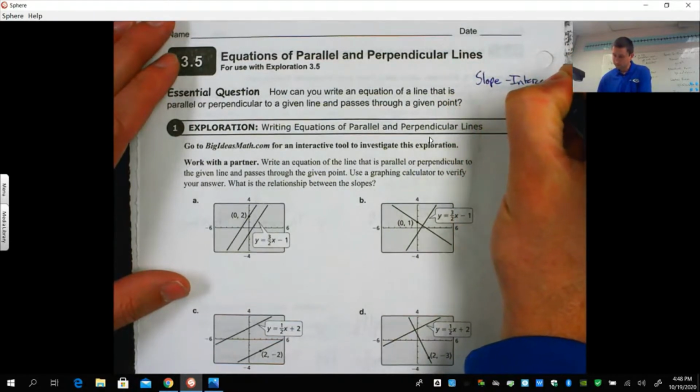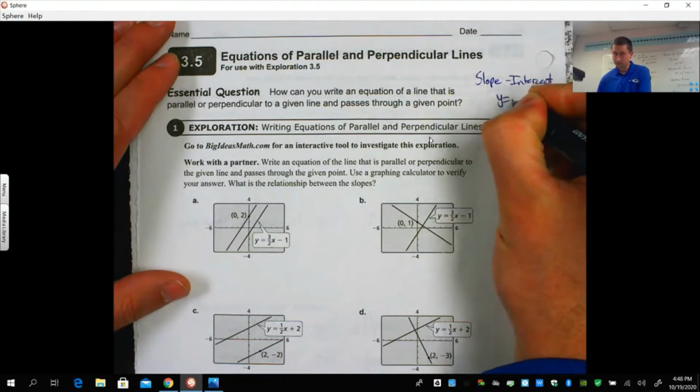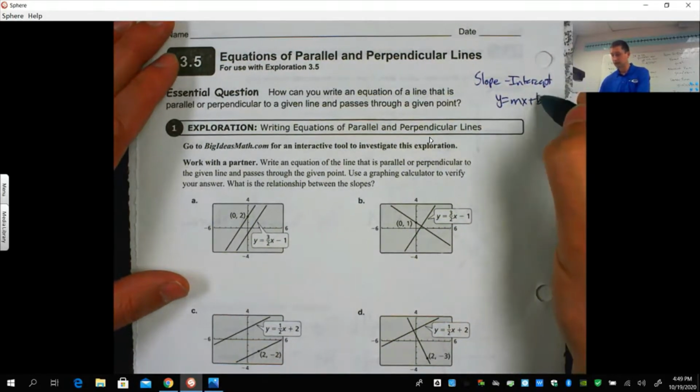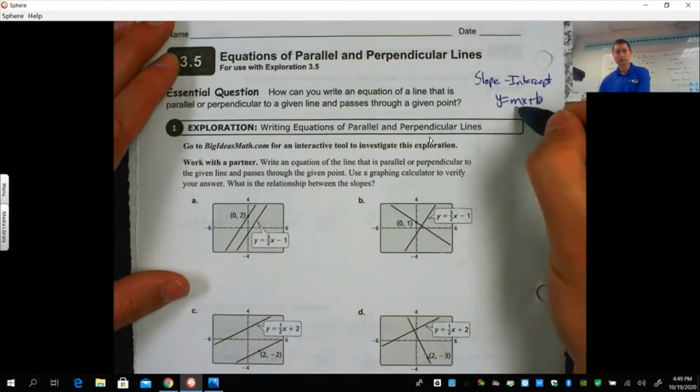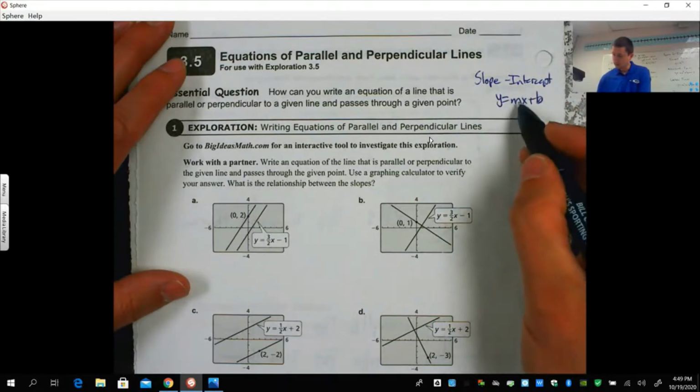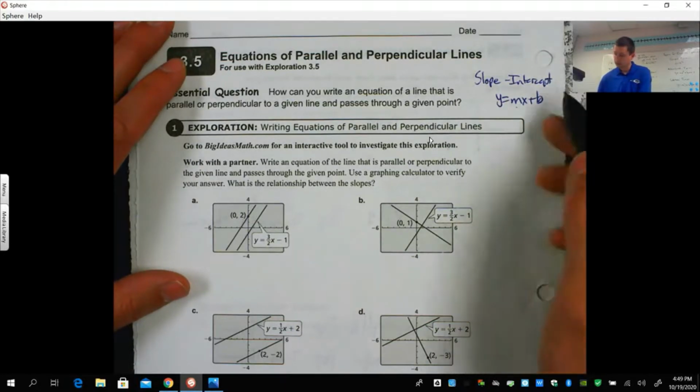Slope-intercept form is y equals mx plus b. M represents the rate of change or the slope that you're having. B is your y-intercept or your starting point if you're dealing with an actual situation. Okay, so M is a slope, B is the y-intercept.